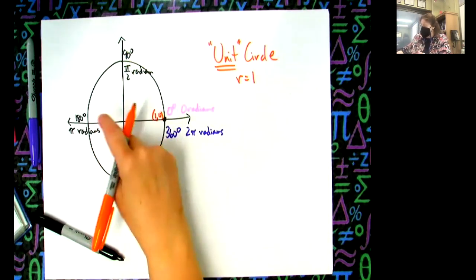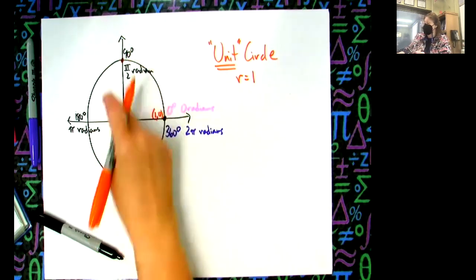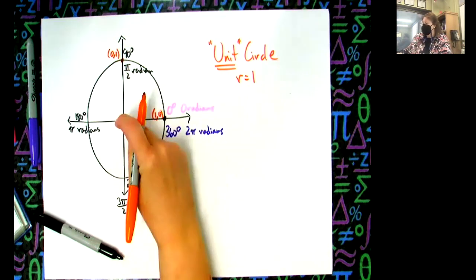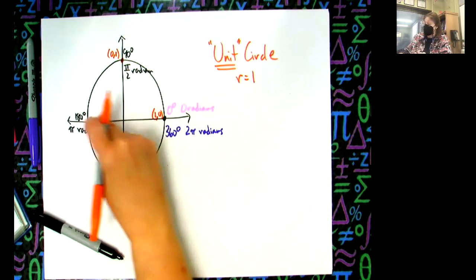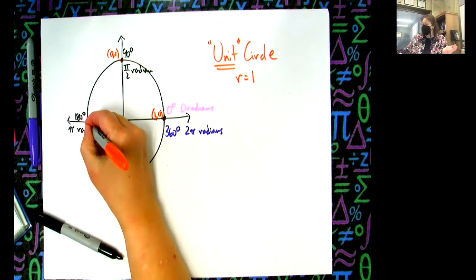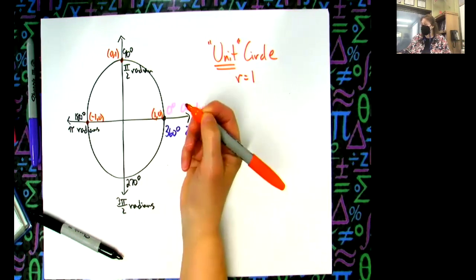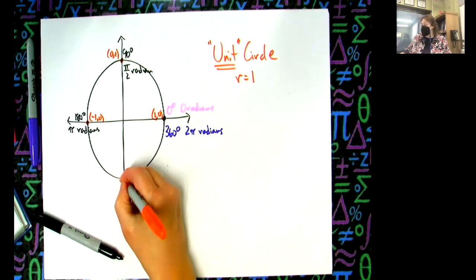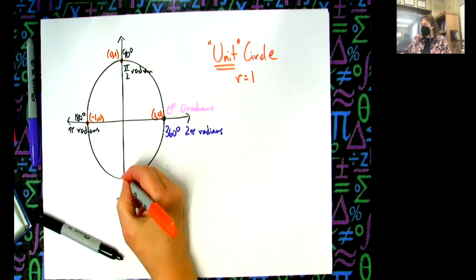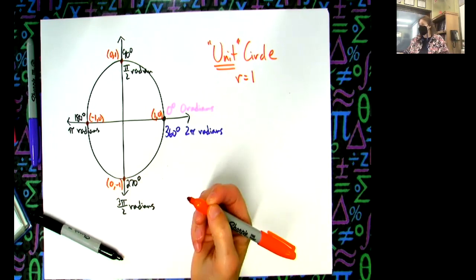So this is also 1 unit, and the ordered pair that goes along there would be 0, 1. If I start here and I go this way, that's still a radius, but I'm going to the left, so the ordered pair is -1, 0. Down here, if I put this point on, it's a radius of 1. It's a unit circle, so the ordered pair here would be 0, -1.